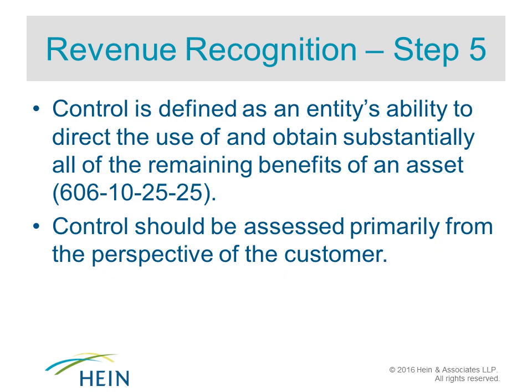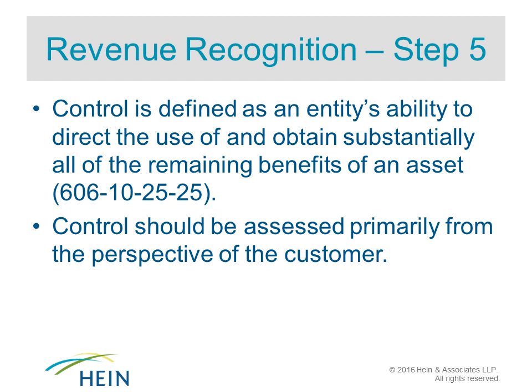So on the next slide, we can see that control is defined as the entity's ability to direct the use and obtain substantially all of the remaining benefits of an asset. The second point here is that control should generally be assessed primarily from the perspective of the customer. So again, whereas under legacy GAAP we're focused more on the company, here we're shifting that focus more towards the customer. And when do they obtain control and start enjoying the benefits of the asset?